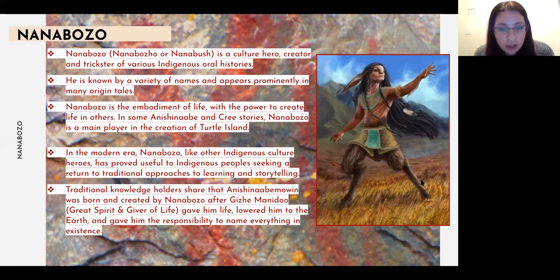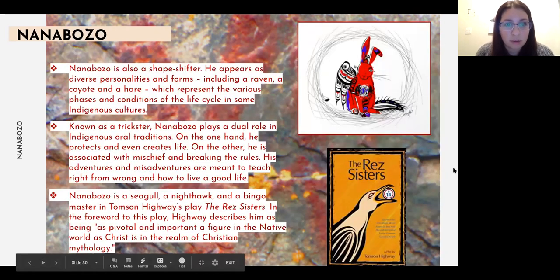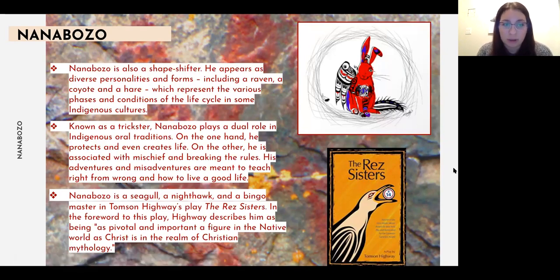Traditional knowledge holders share that Anishinaabemowin was born and created by Nanabojo after Gije Manido, which is the great spirit and giver of life, gave Nanabojo life, lowered him to the earth, and gave him the responsibility to name everything in existence. So Nanabojo is also a shapeshifter. He appears as diverse personalities and forms, including a raven, a coyote, and a hare, which represents the various phases and conditions of the life cycle in some Indigenous cultures.